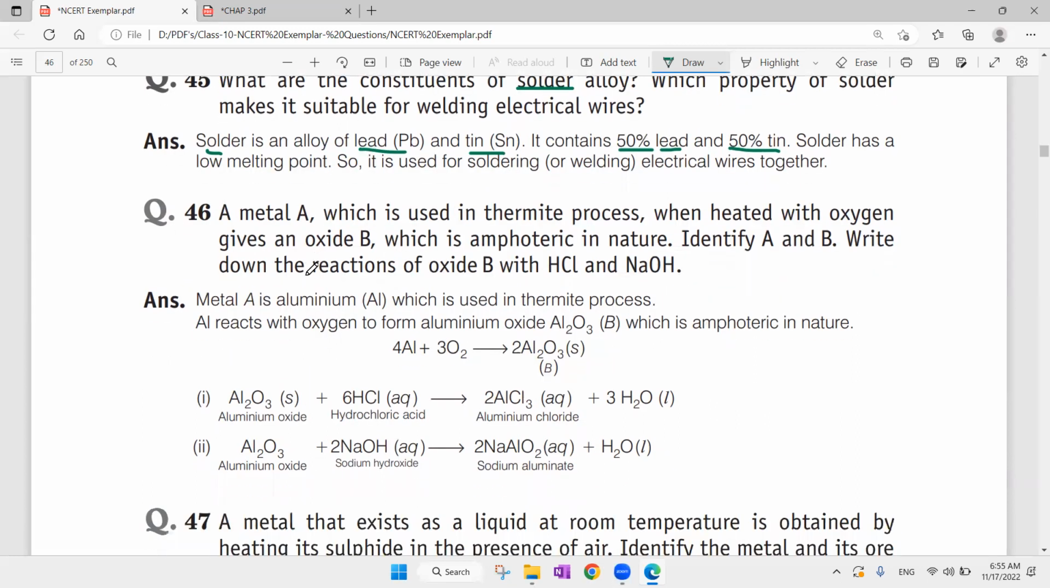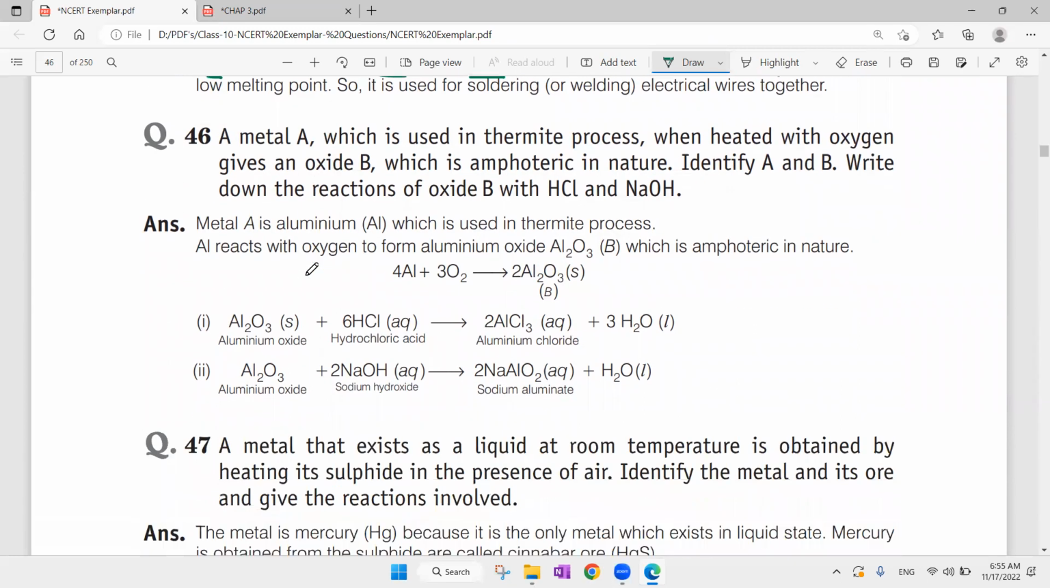Lead and tin. 46. Metal A, which is used in thermit process, when heated with oxygen gives an oxide B, which is amphoteric in nature. Identify A and B. Write down the reactions of oxide B with HCl and NaOH. Very easy. Metal A, which is used in thermit process.